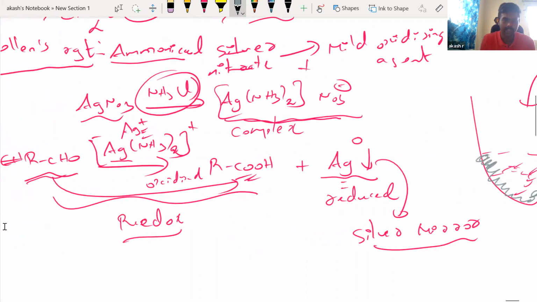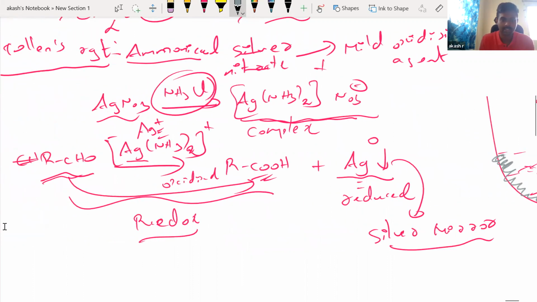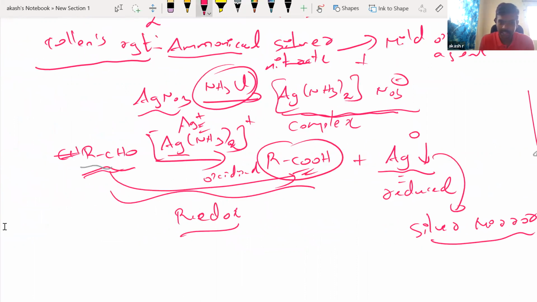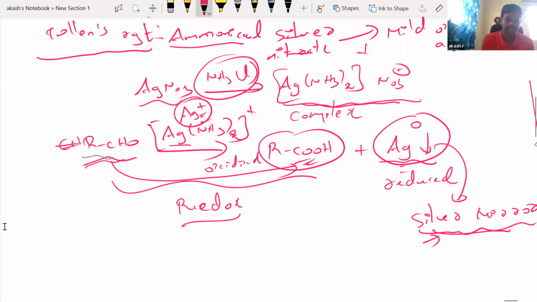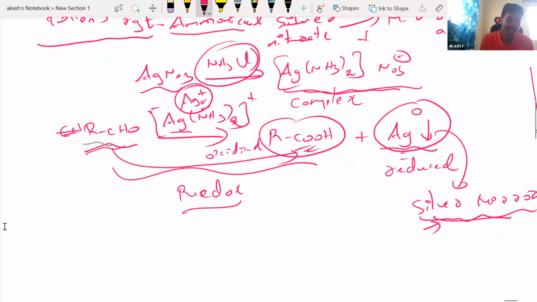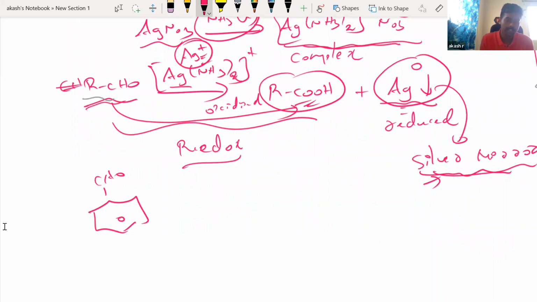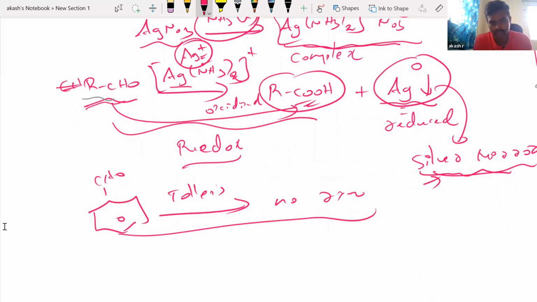RCHO is getting oxidized to RCOOH, and Ag in the +1 oxidation state undergoes reduction to form an Ag precipitate in the form of a silver mirror, and this confirms the presence of the aldehyde. Very, very simple. But remember that benzaldehyde is an aldehyde, but with Tollens reagent there is no reaction. You don't have to go into the details of this, it is way above your level. All you have to understand is that benzaldehyde does not give the Tollens test. Even though it's an aldehyde, it is the only aldehyde which will not give the Tollens test.